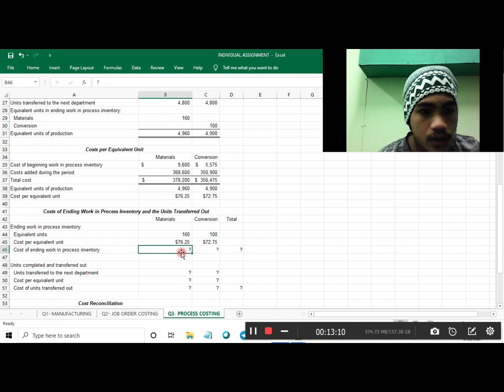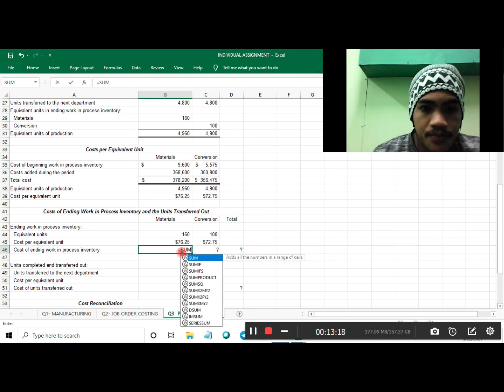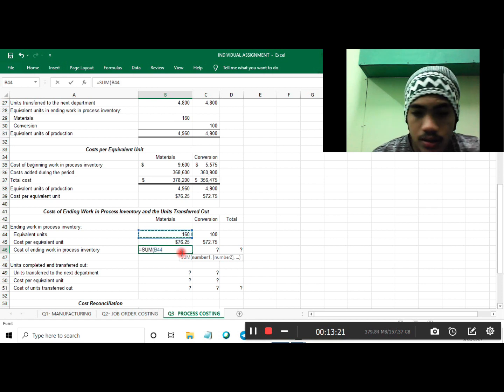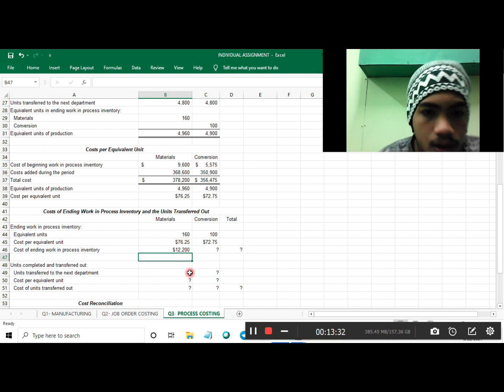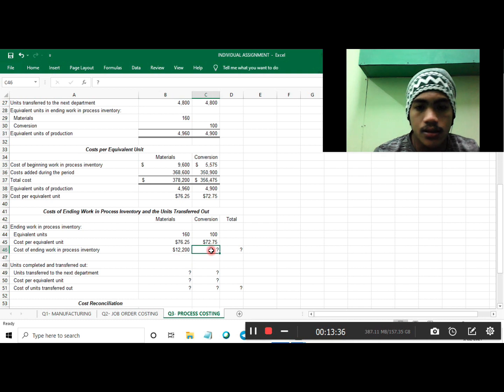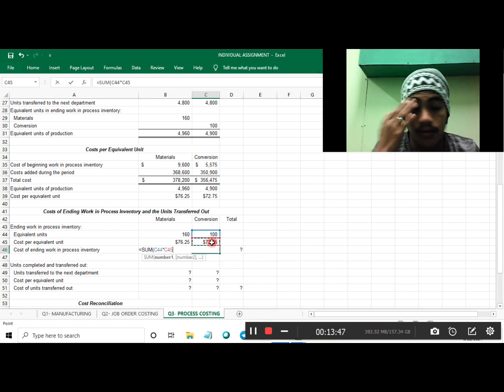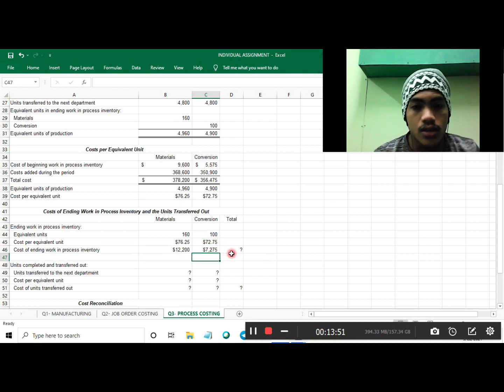And then we need to multiply to find the cost of ending work in process inventory. 116 multiplied by the cost per equivalent unit for material, and then we get 12,200. And then for conversion, same formula. For conversion, 100 multiplied by 72.75, and then we get 7,275 ringgit.